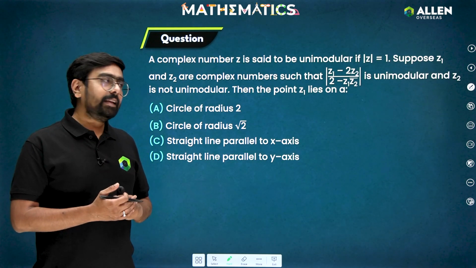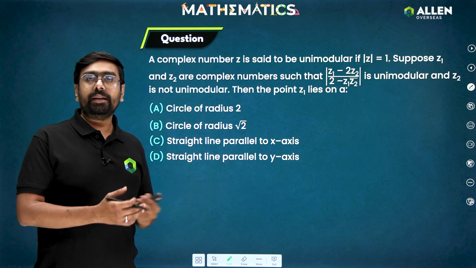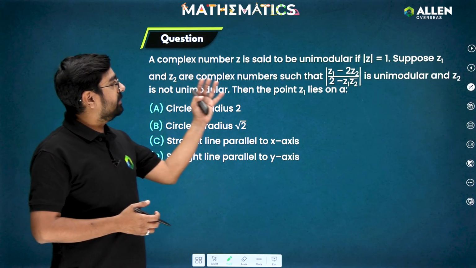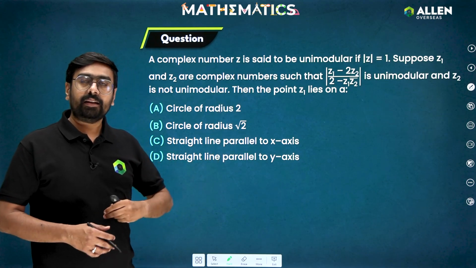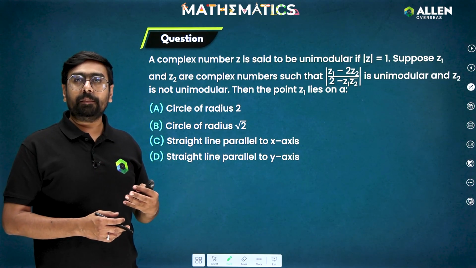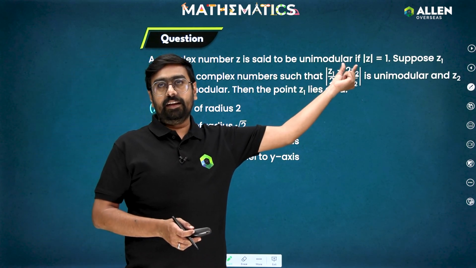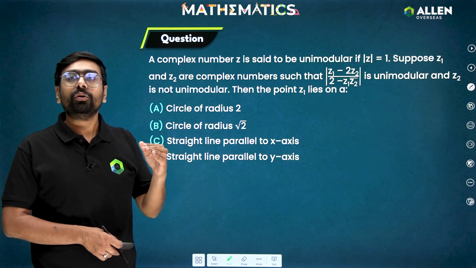Now let's look at the next question, which has also appeared in previous years' JEE Mains question papers. And here a complex number z is said to be unimodular. They are giving a new term for a complex number, which will be called unimodular if mod of that complex number is equal to 1.